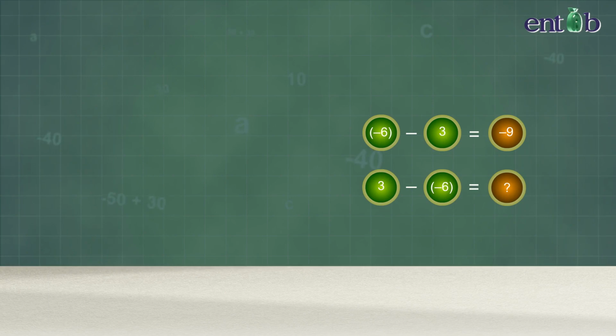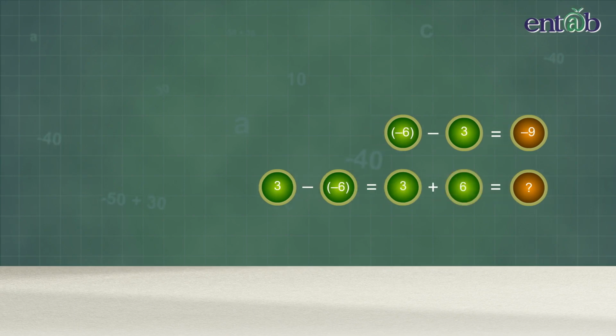As we know, the additive inverse of minus 6 is plus 6. Thus, 3 minus minus 6 can be written as 3 plus 6, that is equal to 9. Did the difference come out to be the same? We can see that minus 6 minus 3 is minus 9. But 3 minus minus 6 is 9. Thus, we can say that the difference is not equal.